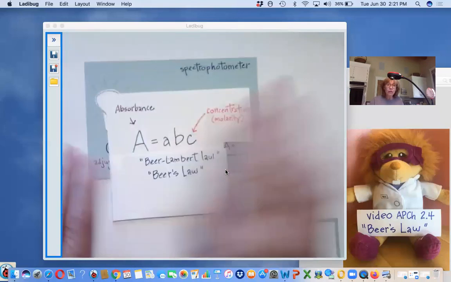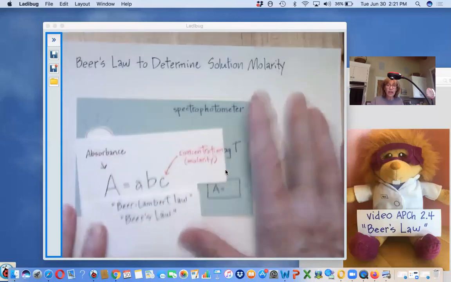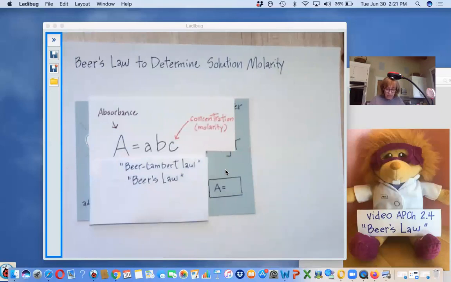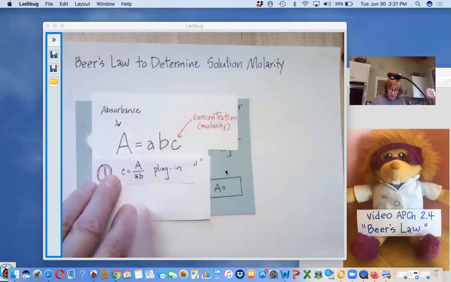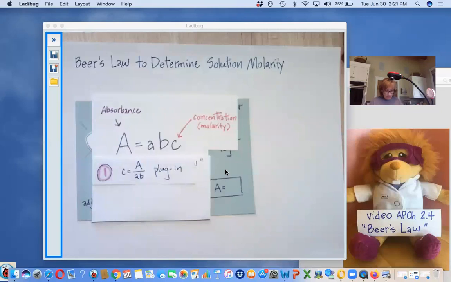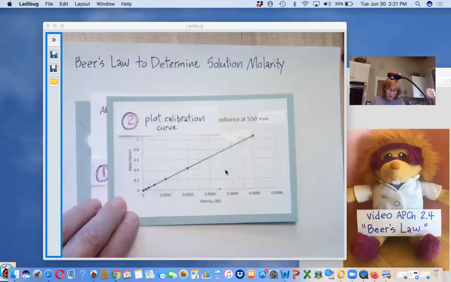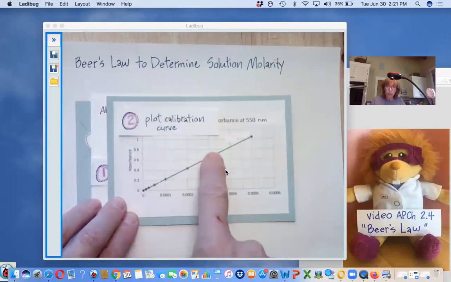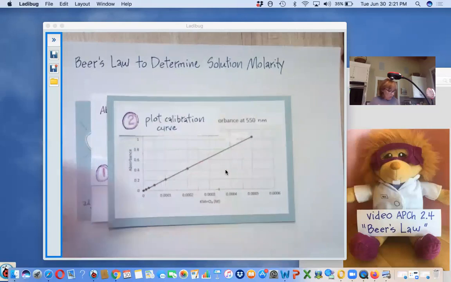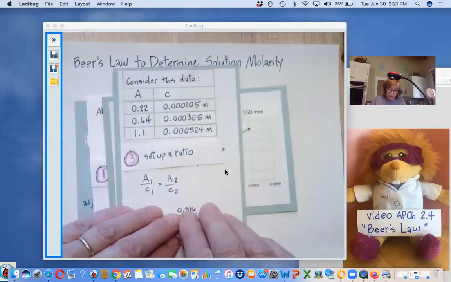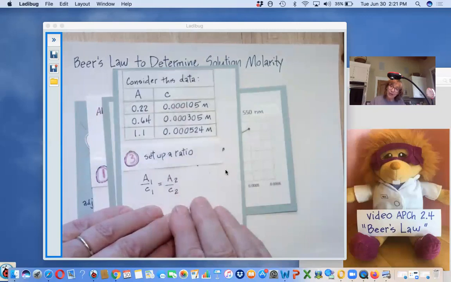Okay, so guys, again, Beer's law gives us 3 different ways to calculate solution molarity. We can use the equation as is if we happen to know the A and the B, or we can plot a calibration curve and then measure the absorbance of our new substance and read its molarity from the curve. Or thirdly, we can set up a ratio from a set of data. Okay, I hope that helps.